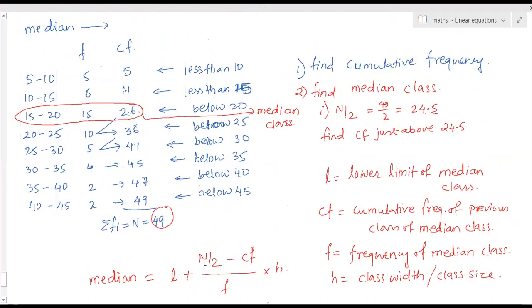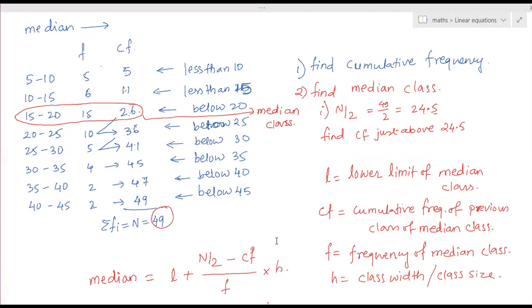N by 2 is half the frequency. CF is the cumulative frequency of the previous class. So this is the median class, so the one above that is 11. That is the CF value. Divided by F, F is the frequency of the median class, that is 15, into the class width.